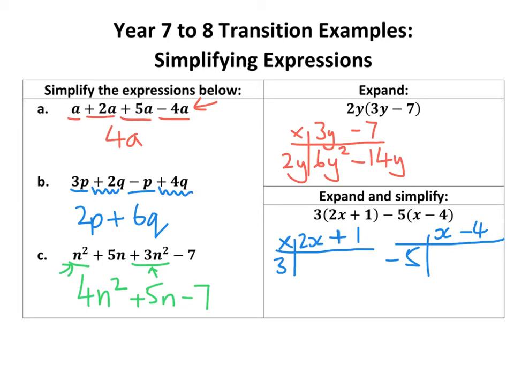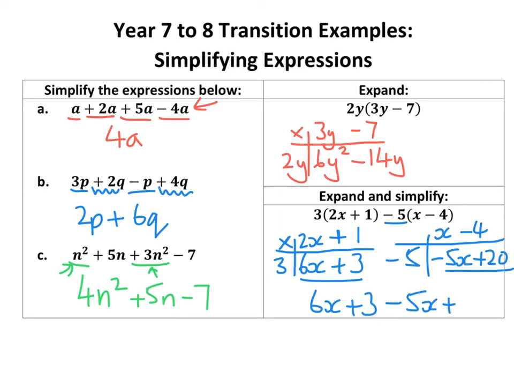There we go, right. 3 lots of 2x, 6x, 3 lots of 1, 3. Now, this is the second one you've got to be careful with. You're multiplying by minus 5, or negative 5 here. So negative 5 lots of x is negative 5x. Negative 5 lots of negative 4 is positive 20. All right, now what I then do is write out all the bits down. I don't try and do too many steps at once.